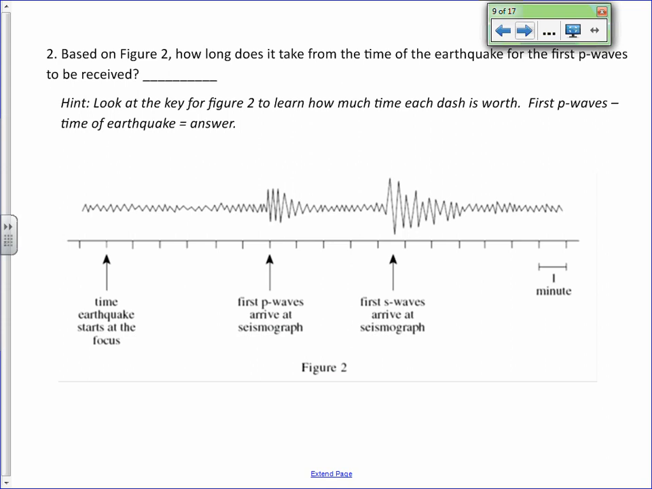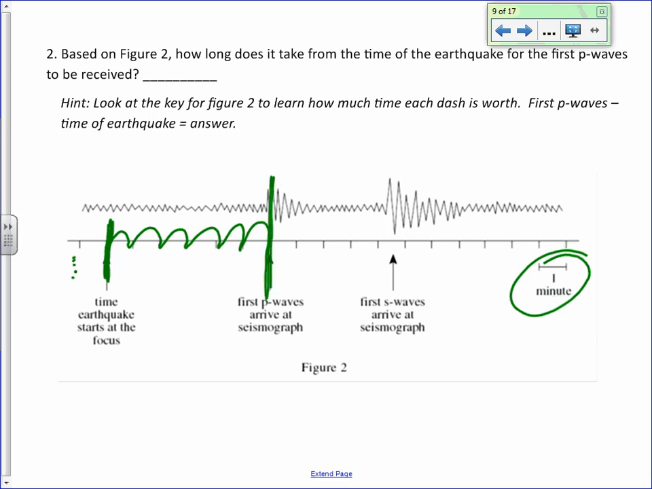So it says each space is 1 minute over here in the key. Now the tricky thing here is where does the earthquake start? It tells you where the earthquake starts, which is right here. Don't get caught up and use this spot over here, because that's not right. Make sure you count from here: 1 minute, 2 minutes, 3 minutes, 4 minutes, 5 minutes, 6 minutes to where this one is right here. So the answer here should be 6 minutes. Don't forget to use it.